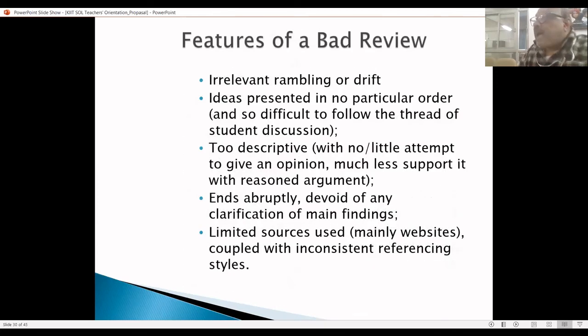Okay, what is a bad literature review? It is important to understand which literature review is bad. One which is irrelevant, rambling, or mere drift, or ideas not presented in a particular order, and when that happens, it is very difficult to figure out.